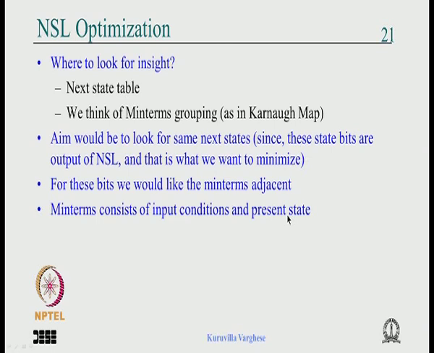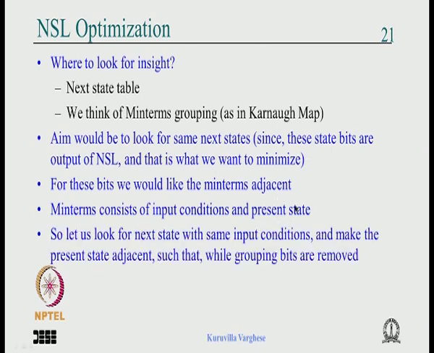So the only choice we have is in the state assignment, the present state. We are playing with symbolic states and assigning them. Input conditions we have no control over. So it is good to assume that if, for the same next state, there are the same input conditions, you make the present state logically adjacent. Then when you group them, some literals will be thrown off from the min term. So let us look at the same next state with the same input condition and make the present state adjacent such that while grouping, bits are removed.